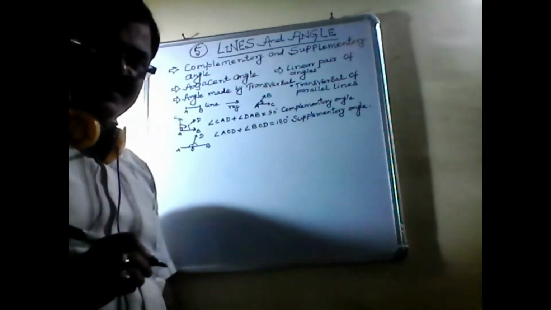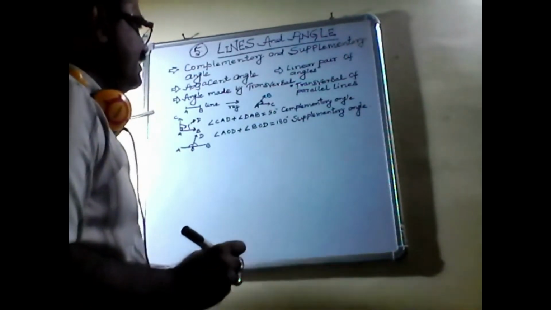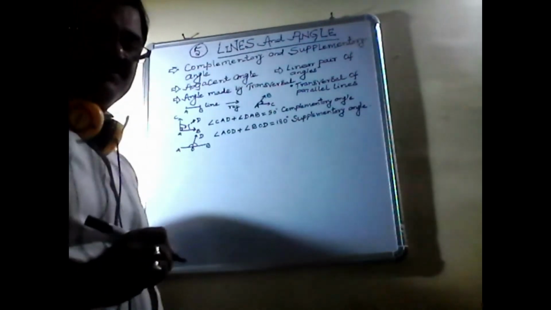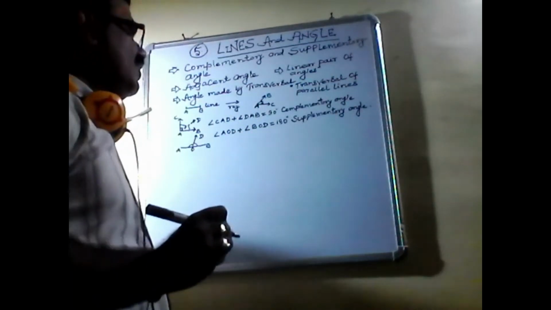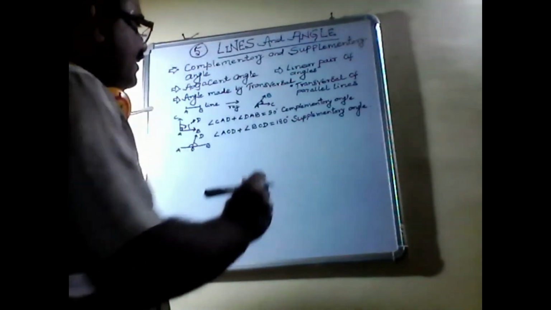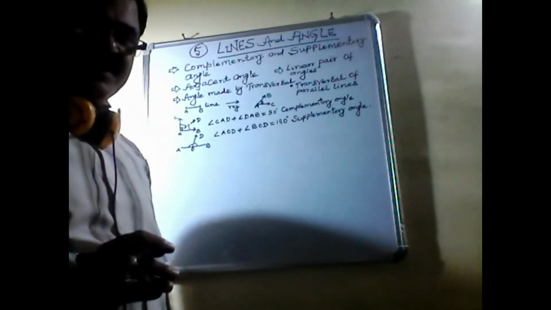So if the sum of the angles is 180 degrees, it is called supplementary, and if the sum of two angles is 90 degrees, it is called complementary. Very easily, in questions, if you have to find the complementary angle, subtract the given angle from 90 and you obtain the complementary angle. For the supplementary angle, subtract the given angle from 180 degrees and you obtain the supplementary angle.